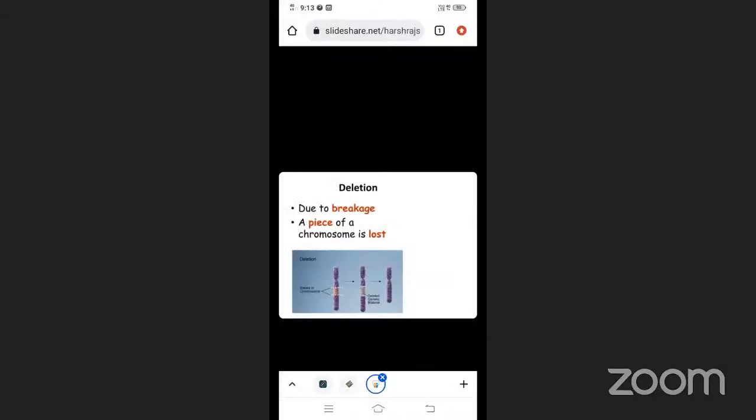So spontaneous mutations are there. See here, the spontaneous mutations. Watson and Crick suggested that mutation occurs spontaneously during the process of DNA replication. So this is the spontaneous mutation.